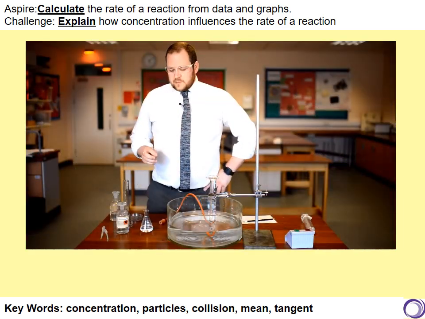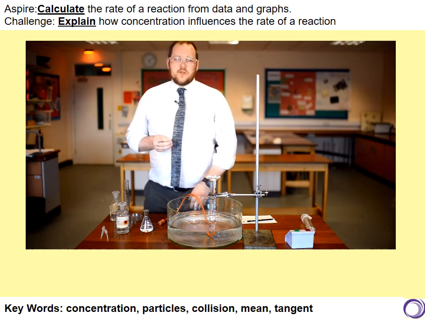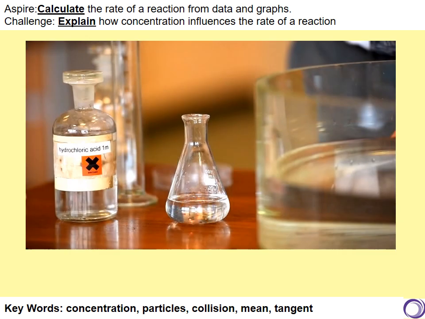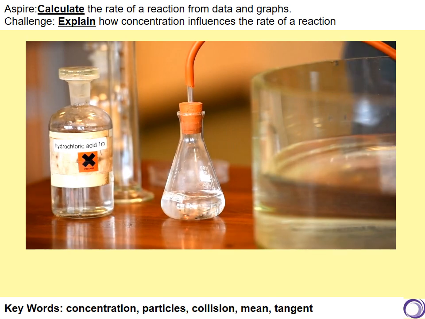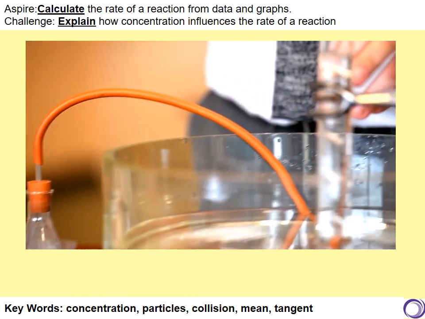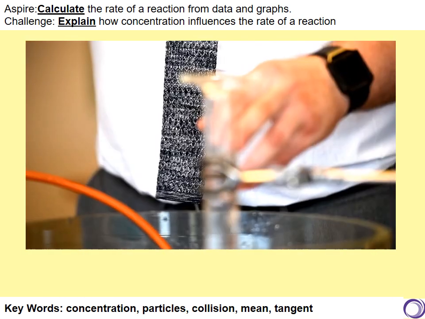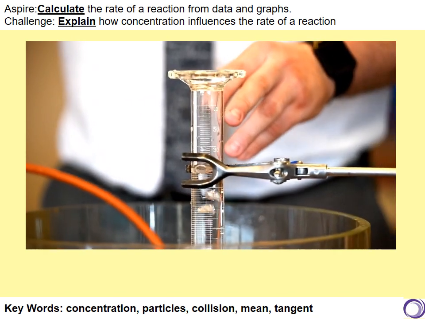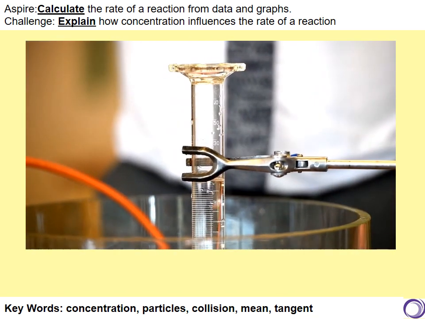You're going to add the magnesium to the conical flask, and as you do this, your partner's going to start the stop clock. At the same time, you're going to have to put the bung immediately onto the top of the conical flask, making sure there's no room for the gas to escape. As the gas is produced, water is forced out of the measuring cylinder, and you need to count how much gas has been produced every 10 seconds and record it in your results table.